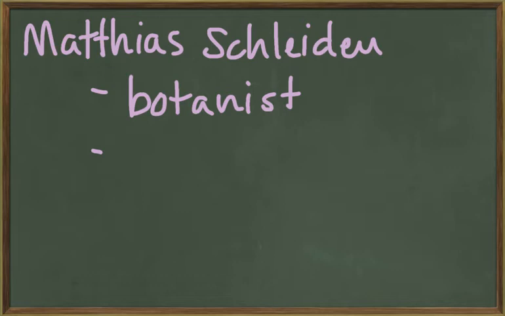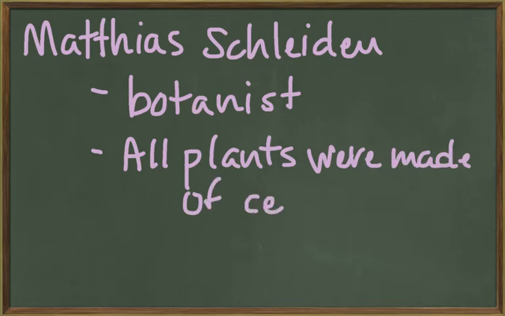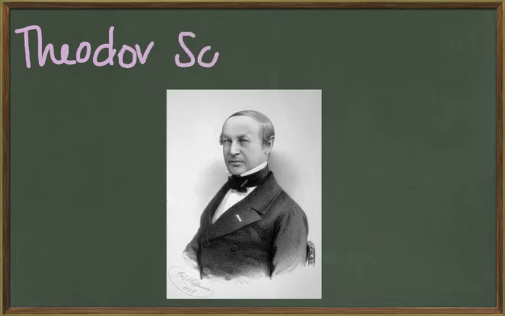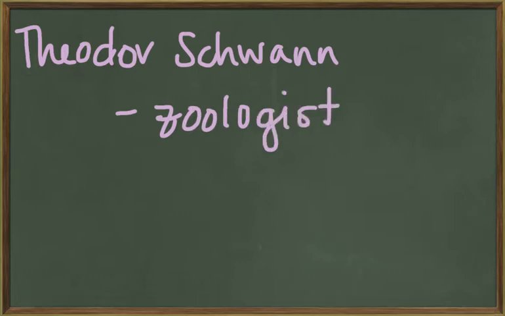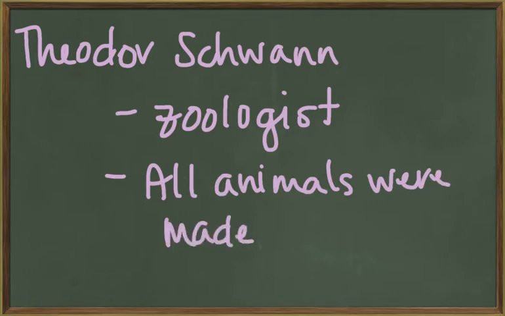With Matthias, he eventually came up with a portion of the cell theory, and what he stated is that all plants were made of cells. On the flip side of that, you have Theodor Schwann. Theodor was a zoologist. So on the flip side, he studied animals, where his buddy Matthias studied botany, or plants. What he saw when he went a little bit deeper and looked at different things underneath the microscope is that all animals were made of cells.